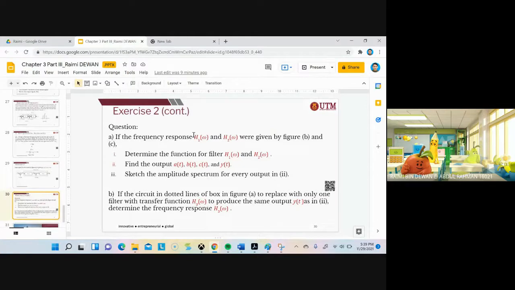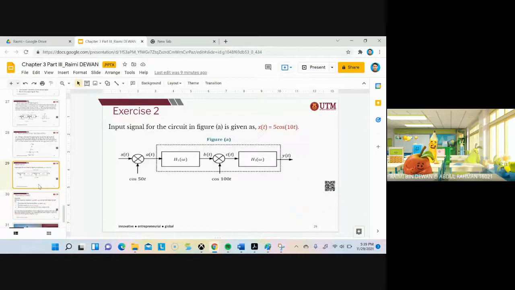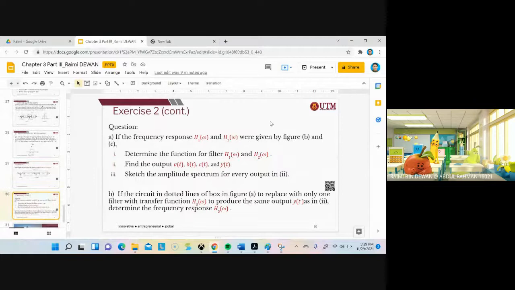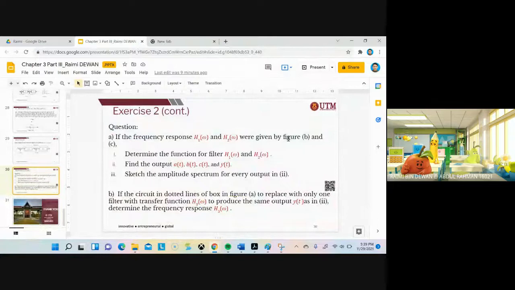So if the frequency responses H1 and H2 were given by figure B, where is figure B? Okay, figure B disappeared. And figure C. Where is the figure? I need to look. Oh, missing information from the slide. This one nothing can do because it's gone. But later on I will try to search for it because I need to see which year of this question. Then I need to copy paste the missing information. So determine the function for filter H1 and H omega.